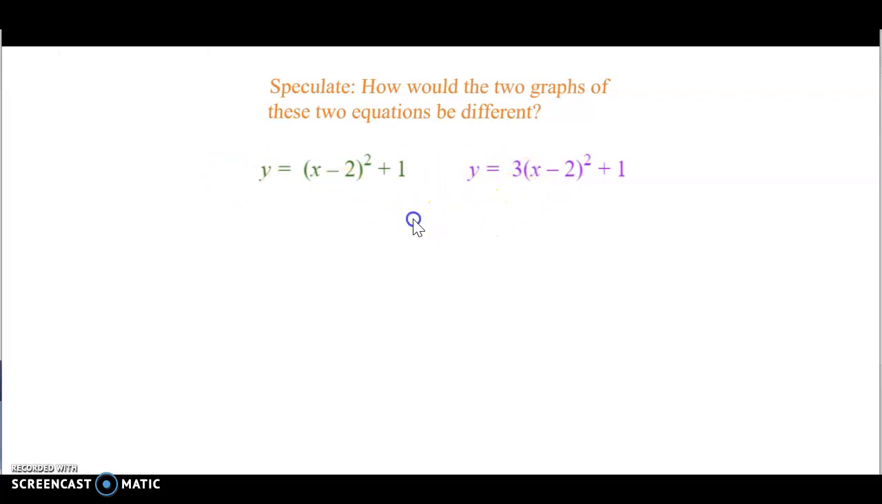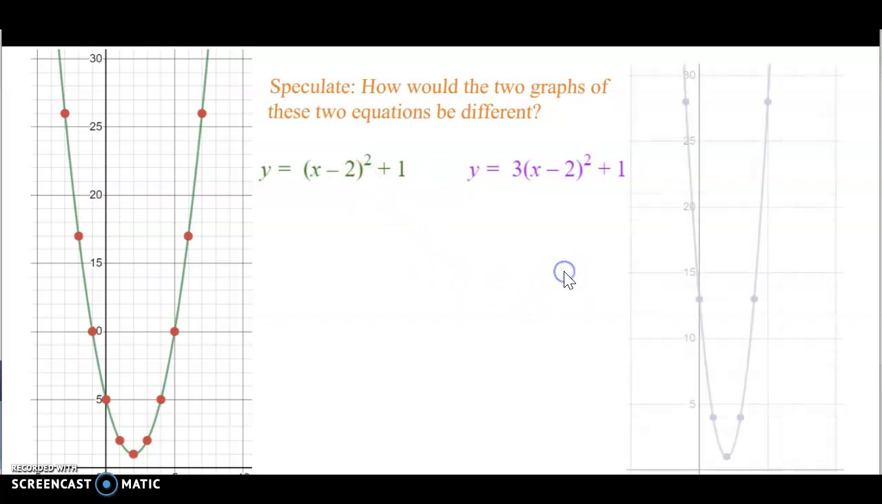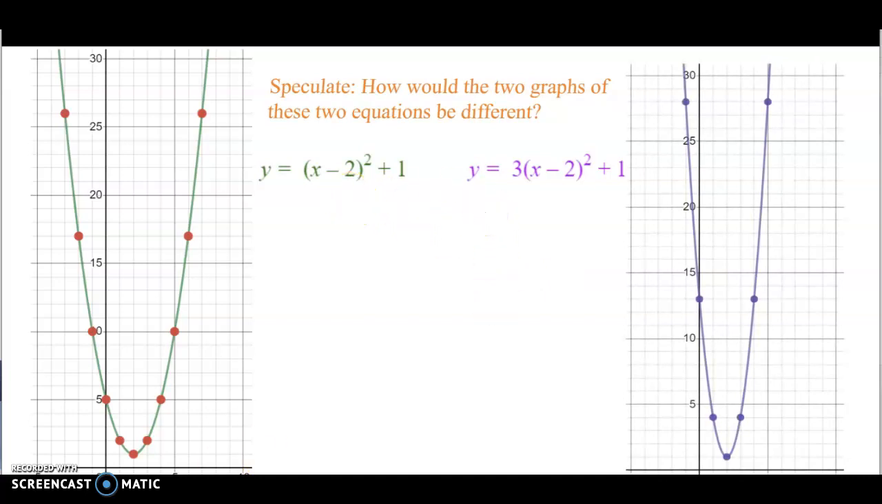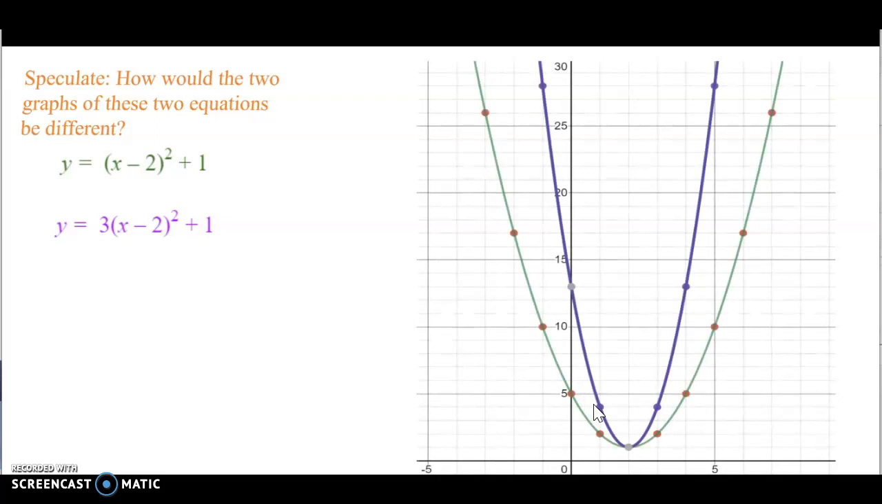Well, let's look at the first graph. y = (x - 2)² + 1 here, and y = 3(x - 2)² + 1. So this portion is exactly the same, and this portion is exactly the same. The only difference is we have 3 in front of the parentheses, or the A value is 3 instead of 1. The right graph looks like this. Notice that the vertex are both the same. It's (2, 1).